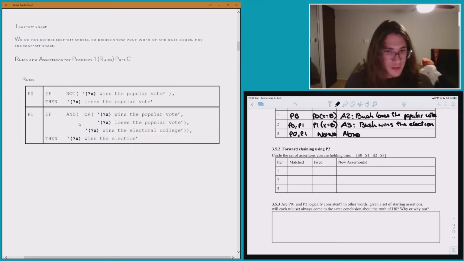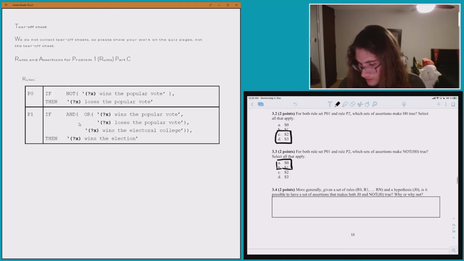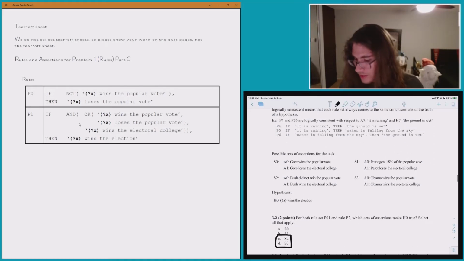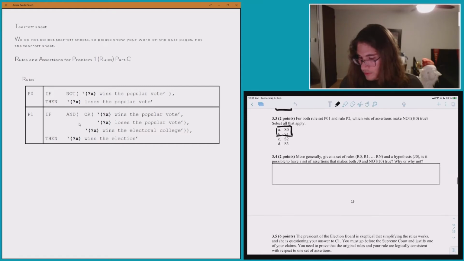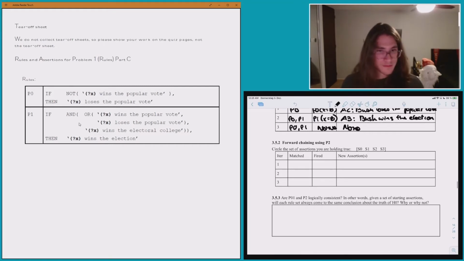Iteration 1, let's see. Matched is, I'm forgetting, I need to go back and check. Let's see, Bush did not win the popular vote. Bush wins the Electoral College, and my rule is about winning the Electoral College, which means P2 matches. X equals Bush. And the assertion produced is Bush wins the election.